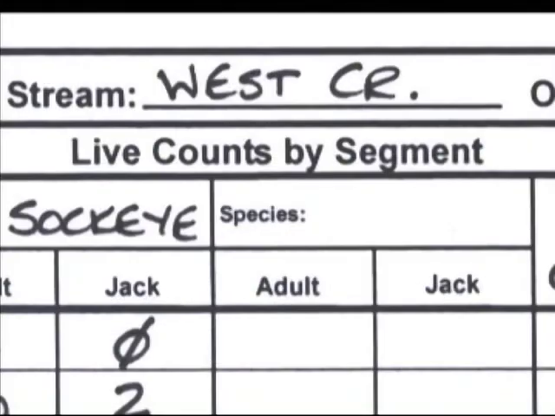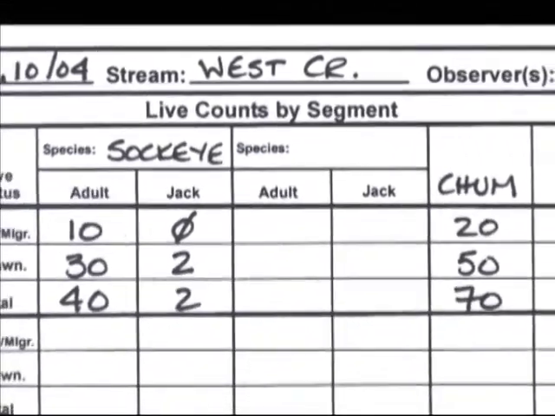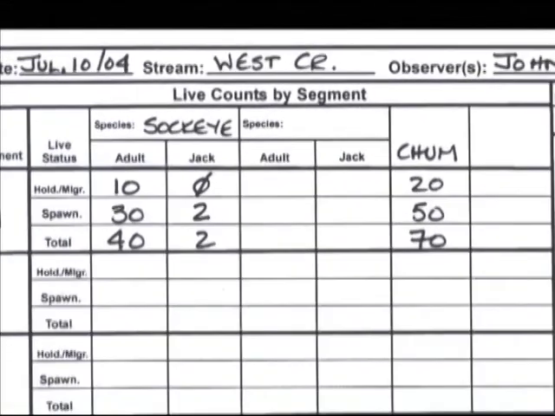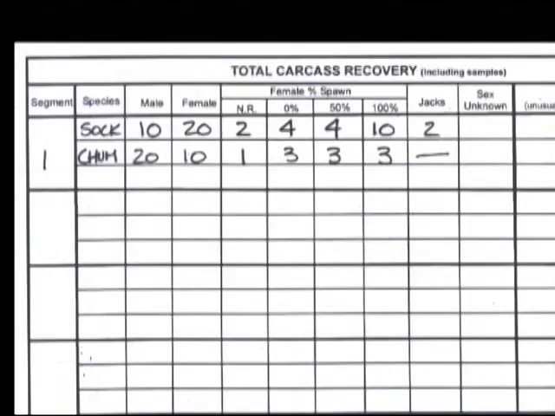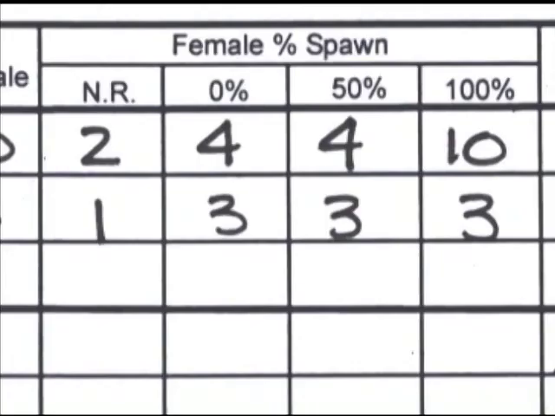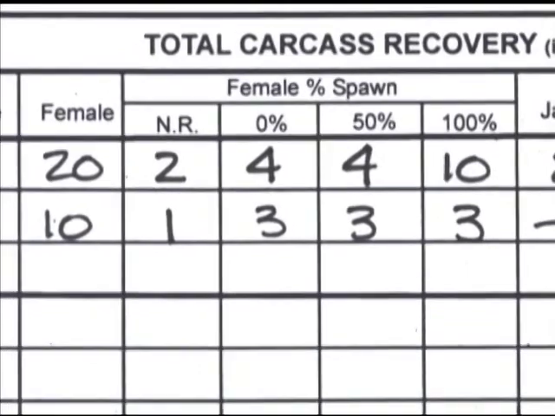Live counts. Live counts are the observations of live fish in the segment that is being observed. They are the count of the species present, not an estimate. Dead recovery. Each carcass encountered should be counted, identified by sex if possible, females assessed for spawning success. Make sure that the columns for percent spawned add up to the total numbers of females recovered.